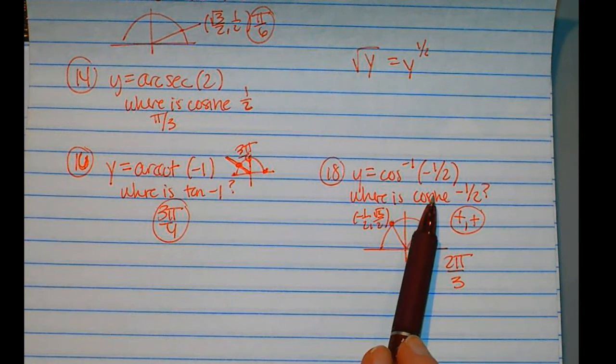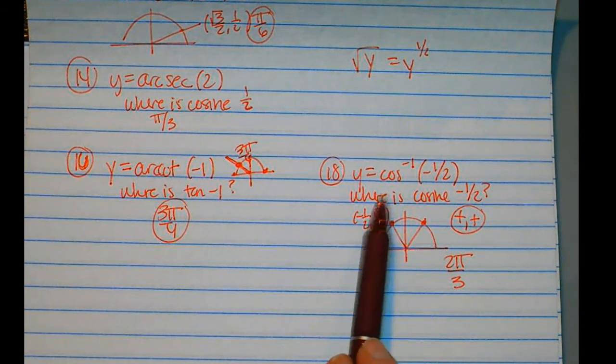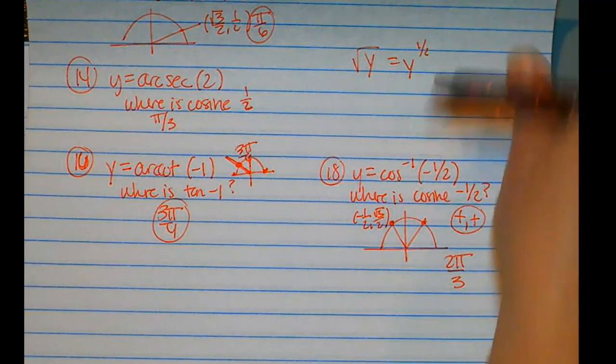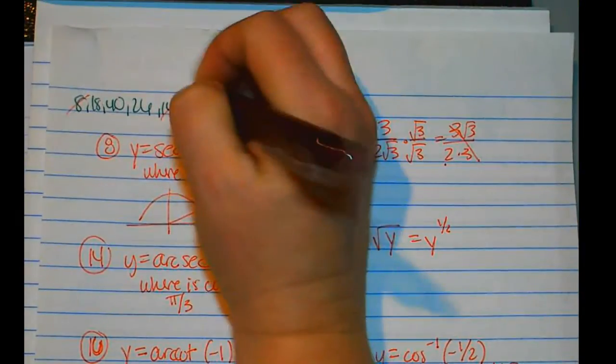Does writing the sentence help you? Because you're looking for the where, you're looking for the address. Okay. So 16 and 18, 26.